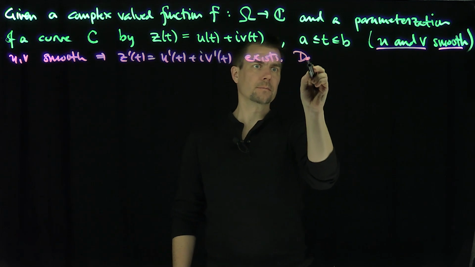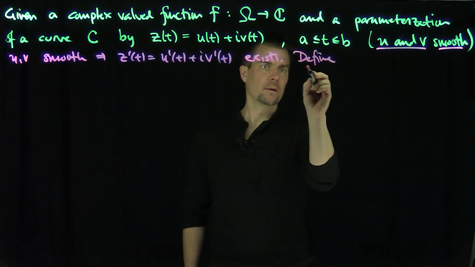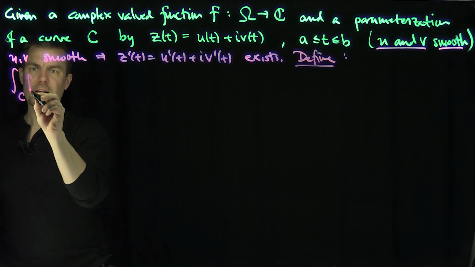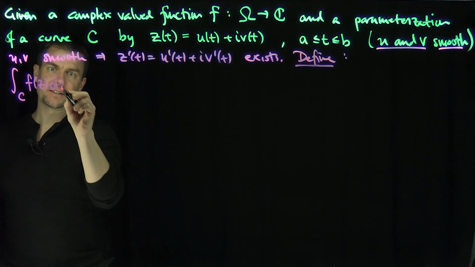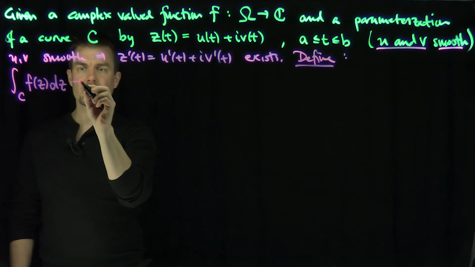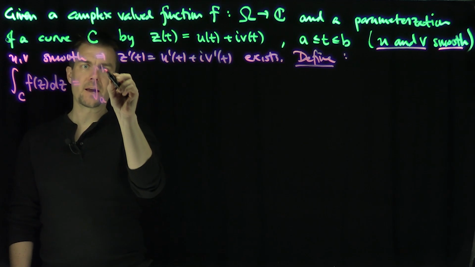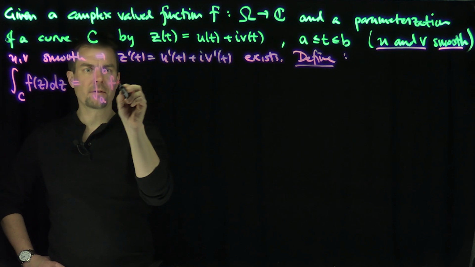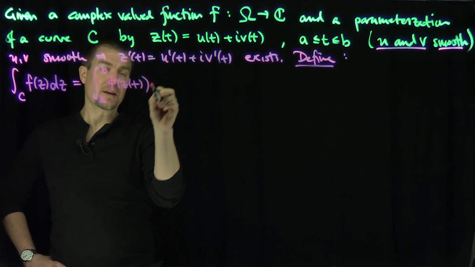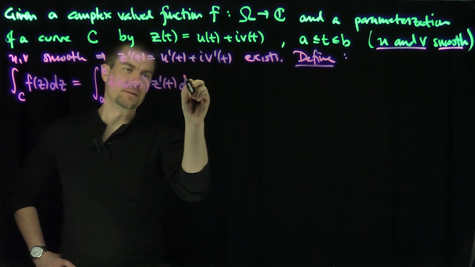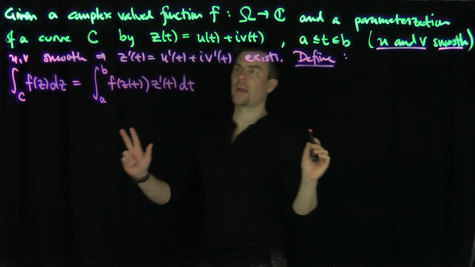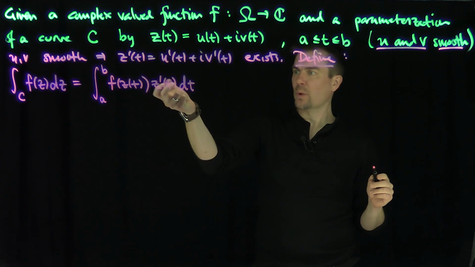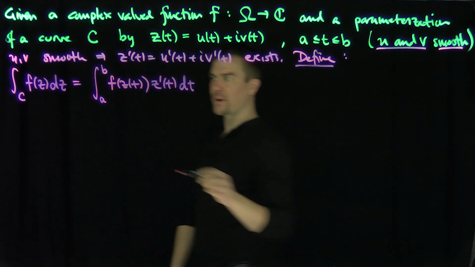Then we define the integral over c of f of z dz. This is going to be, as we did in Calc 3, the integral from a to b of f of z of t, z prime of t, dt. That's it. Easy enough, right? We know what z prime of t is, we know f of z, so we multiply these things, and the answer will output a complex number. So that's the definition of how we integrate over a curve.